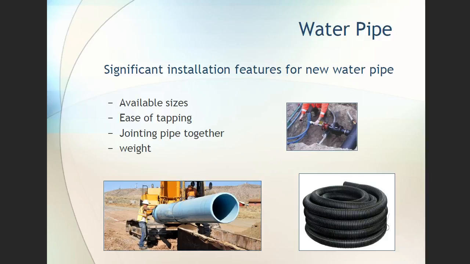Water pipe. Significant installation features for new water pipe: available sizes, the ease of tapping, joining the pipe together, the weight, soil conditions, so on and so forth. Many things go into it. Economic capabilities, what's in your bid? How much money do you have to spend?